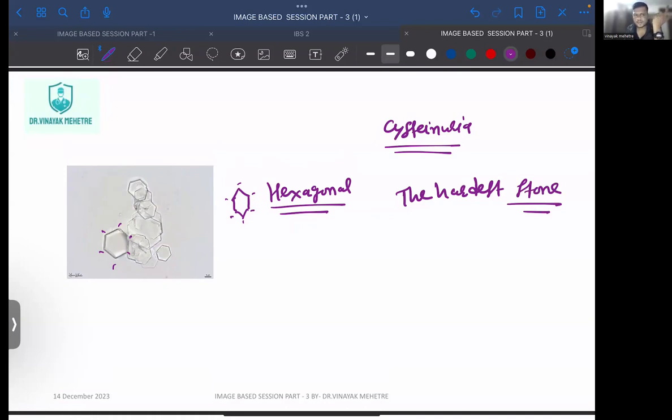अगेन रेडियो ओपेक और रेडियोलूसेंट अभी बताया मैंने. All are radio opaque except uric acid stone. So this will also be radio opaque.